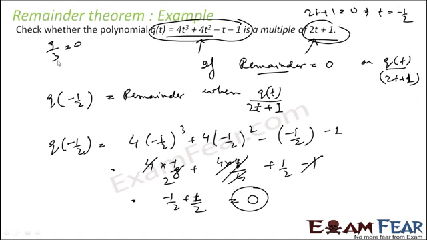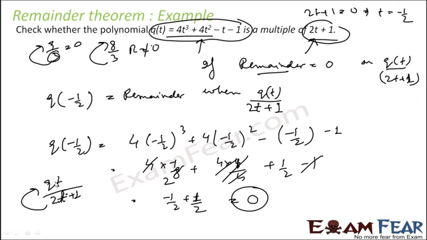Same thing, 9 by 3 is 0 remainder, that means 9 is a multiple of 3. 8 by 3, remainder is not 0, 8 is not a multiple of 3. Same thing. So q of t by 2t plus 1, remainder is 0, that means 2t plus 1 is a factor of q of t, or q of t is a multiple of 2t plus 1. Both are the same.